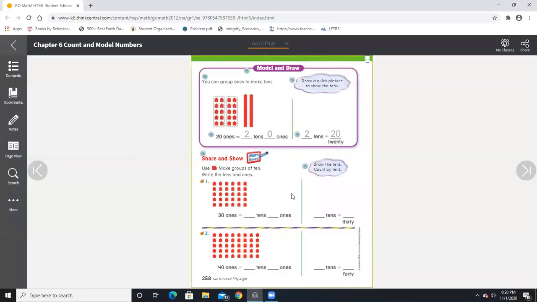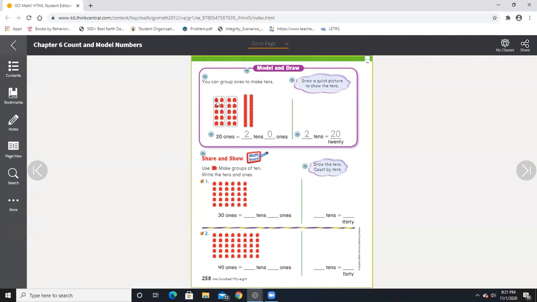And we're on page 258. We're going to start with our model and draw. You can group ones to make tens. Now remember, these cubes are not connected, so these are simply ones, okay? So we have 20 ones. Now, just like we saw Professor Burke do, when we get to 10, we're going to circle it.